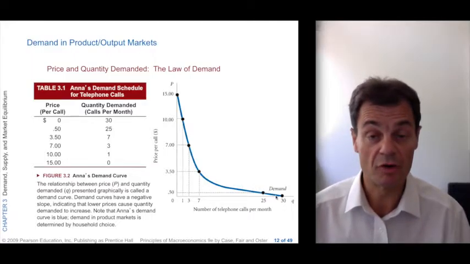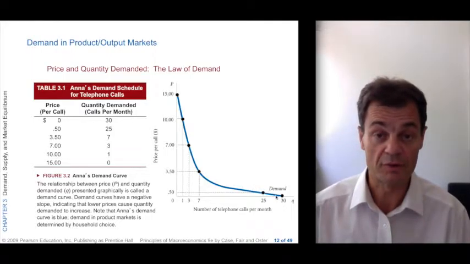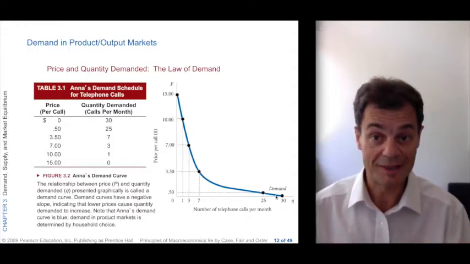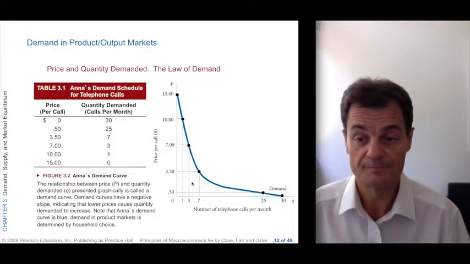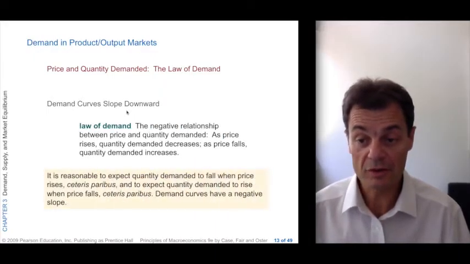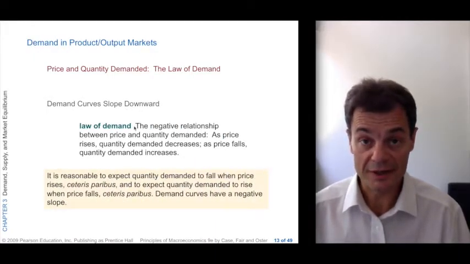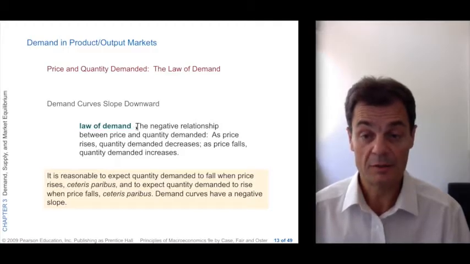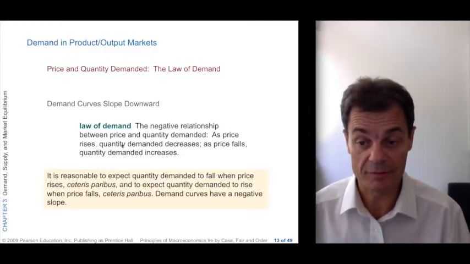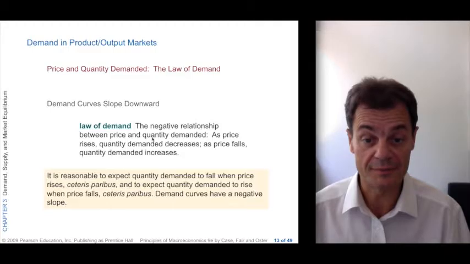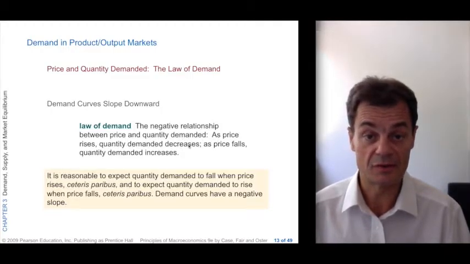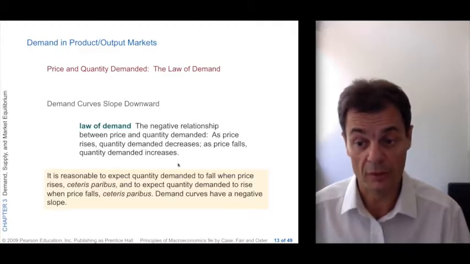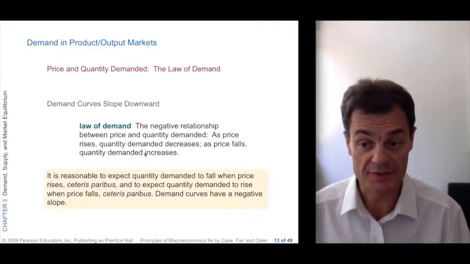It is relatively obvious. The more expensive a product is, the less demand there is for it, or the fewer people will want to buy it. So the demand curve slopes downward, and that is the law of demand, which is characterized by the negative relationship between the price and quantity demanded. As prices rise, quantity demanded decreases. As prices fall, quantity demanded increases.